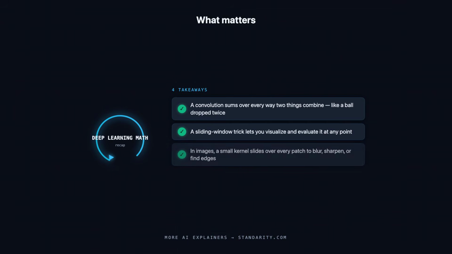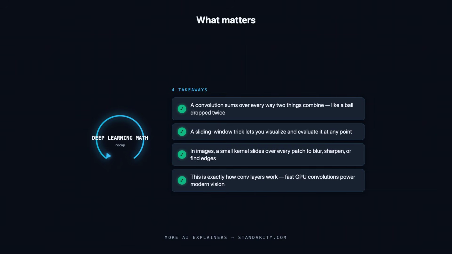Third, in images, a small kernel slides over every patch to blur, sharpen, or detect edges. Finally, this is exactly how convolutional layers work, and fast GPU convolutions power modern vision.